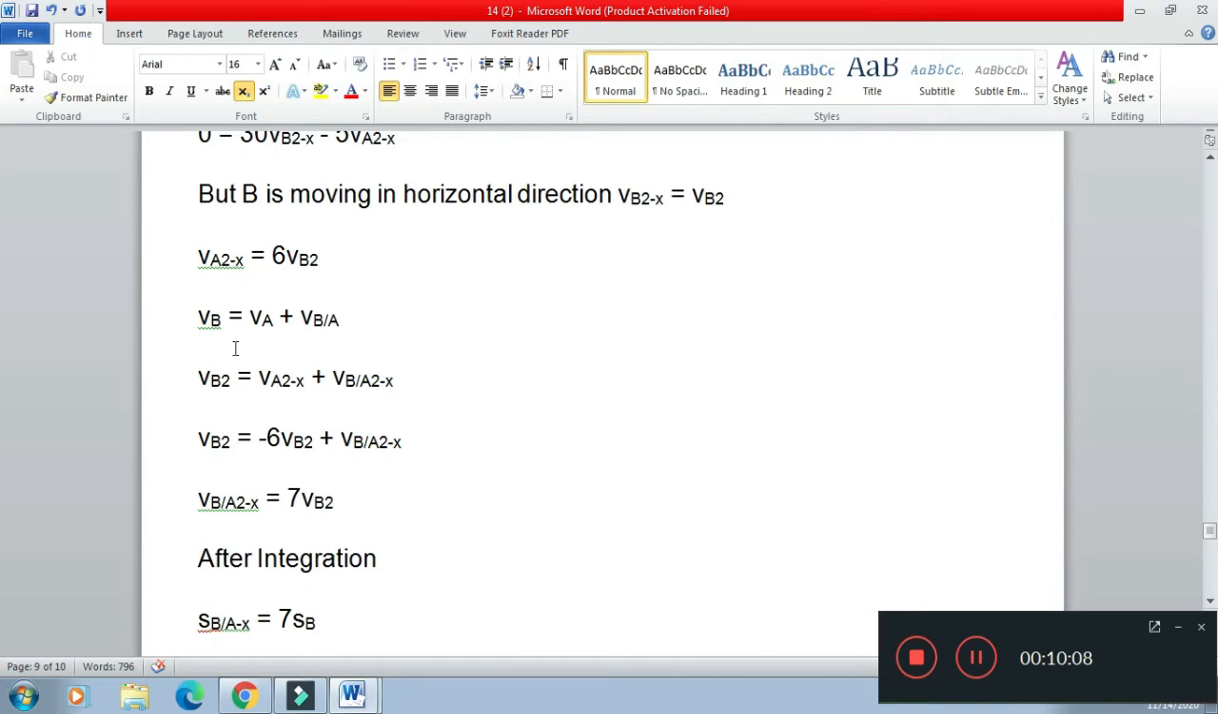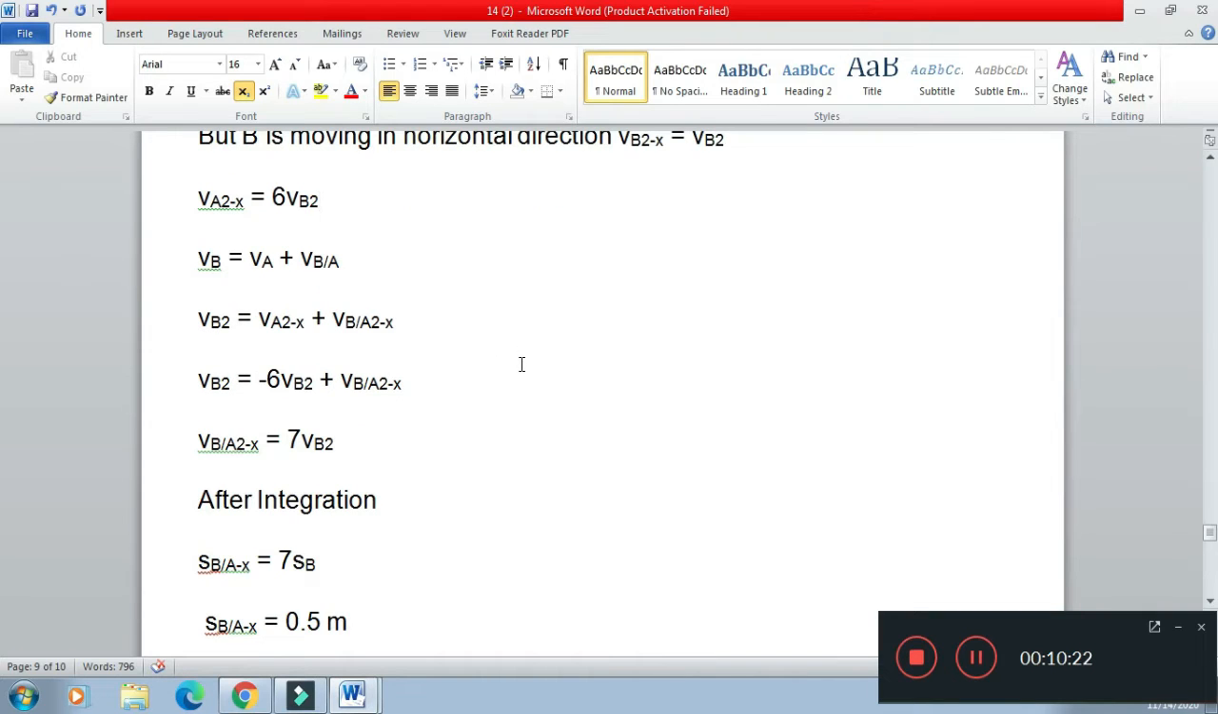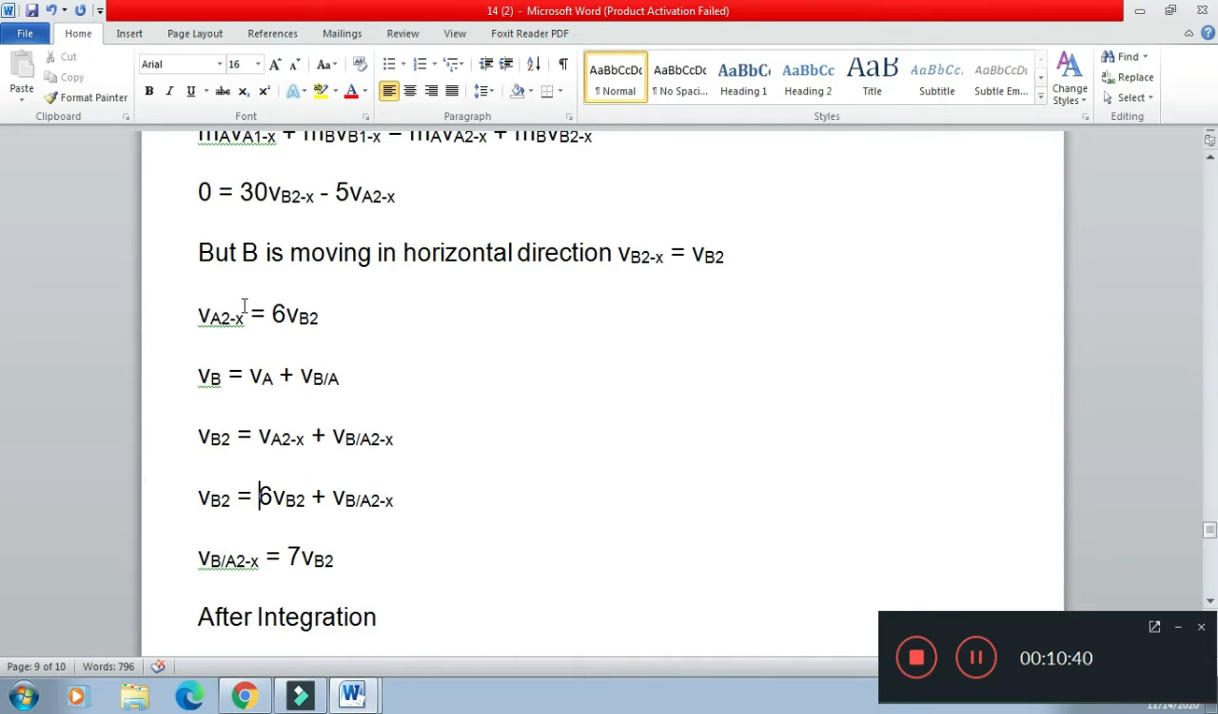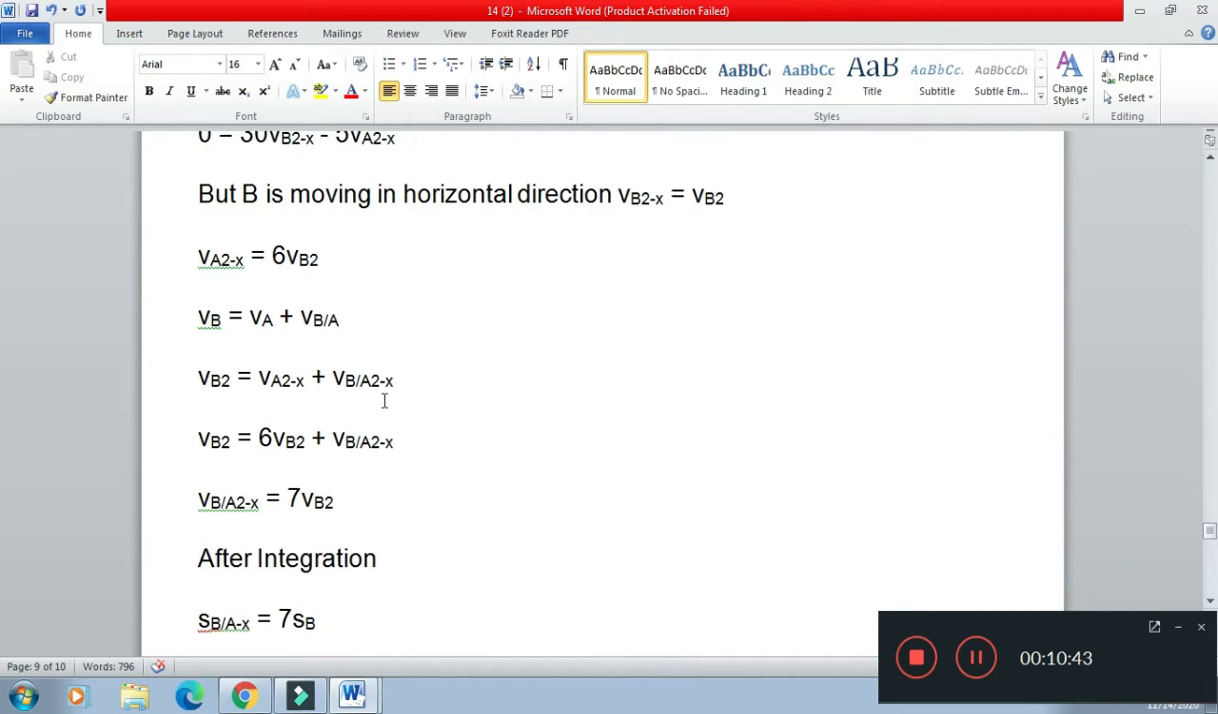We are familiar with this equation. We write this equation for the x direction. Block B is only moving in x direction, so we are not including x in the subscript. In this equation, VA to x can be written in terms of VB2. So VA to x is equal to 6 VB2. That is, the velocity of A will be 6 times the velocity of B.